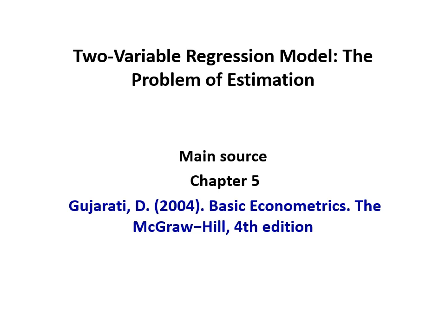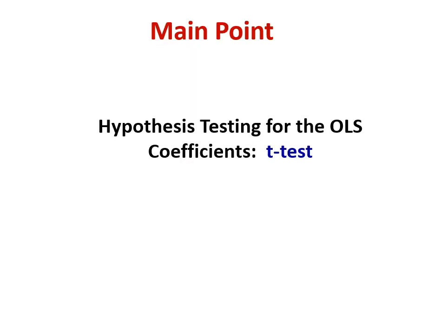The current presentation mainly discusses hypothesis testing in the context of two-variable regression. The main source is Chapter 5 of Gujarati 2004. As you already know, estimation and hypothesis testing constitute the two key branches of classical statistics. The point estimation has been discussed in the previous lectures, in which the OLS method of point estimation has been introduced.